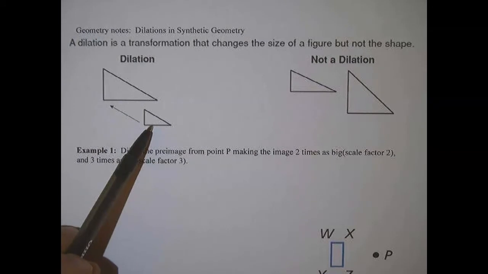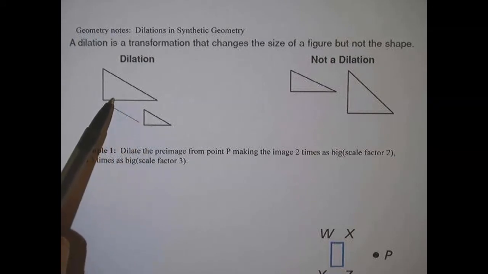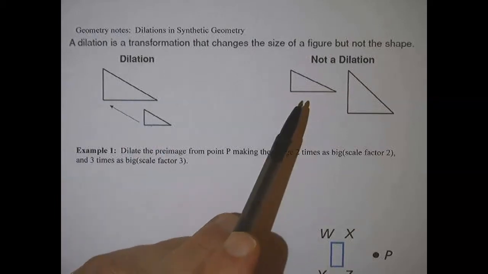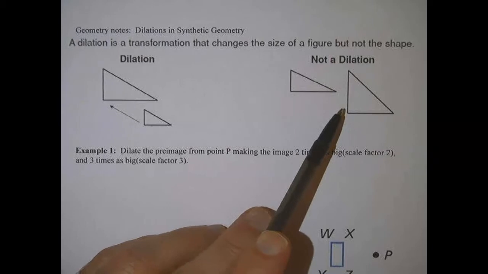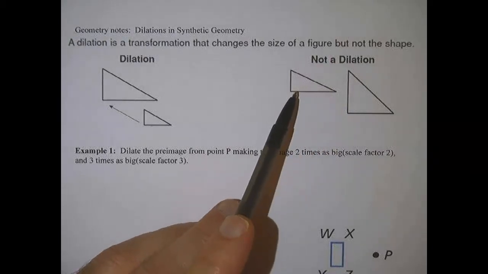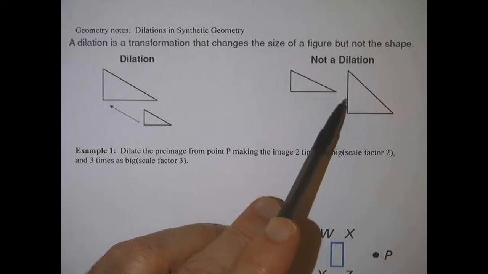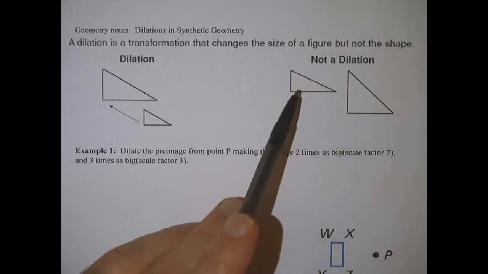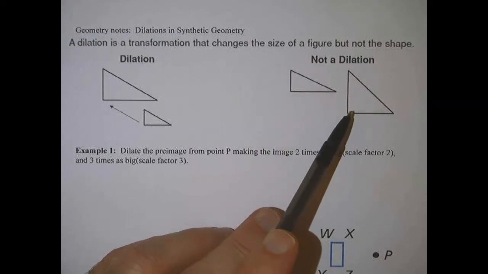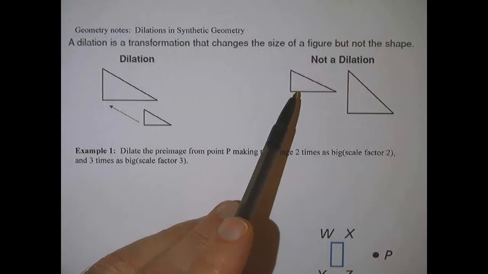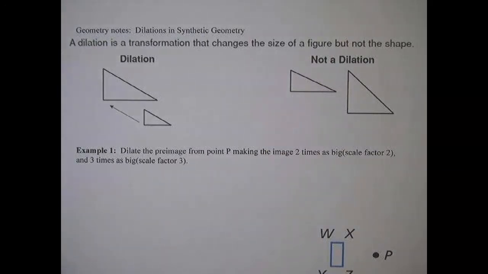So if this were the pre-image, it looks like it's increasing. Maybe it's 3 times as big. We don't know exactly, but it looks like it's increasing. And these look like they're not the same shape, right? This is a shorter triangle. If this is a right angle and this is a right angle, here the legs look like they're the same length. Here they're different lengths. That pretty much rules it out from being the same shape. So this is not a dilation.